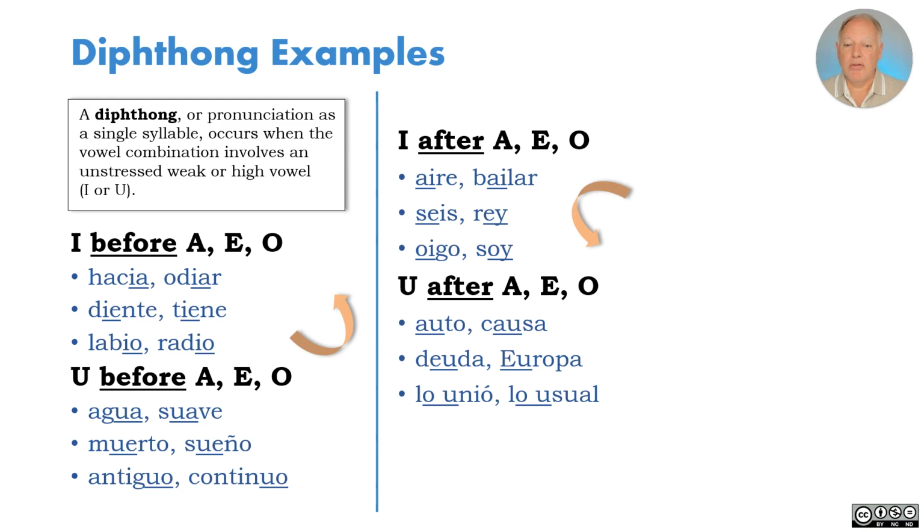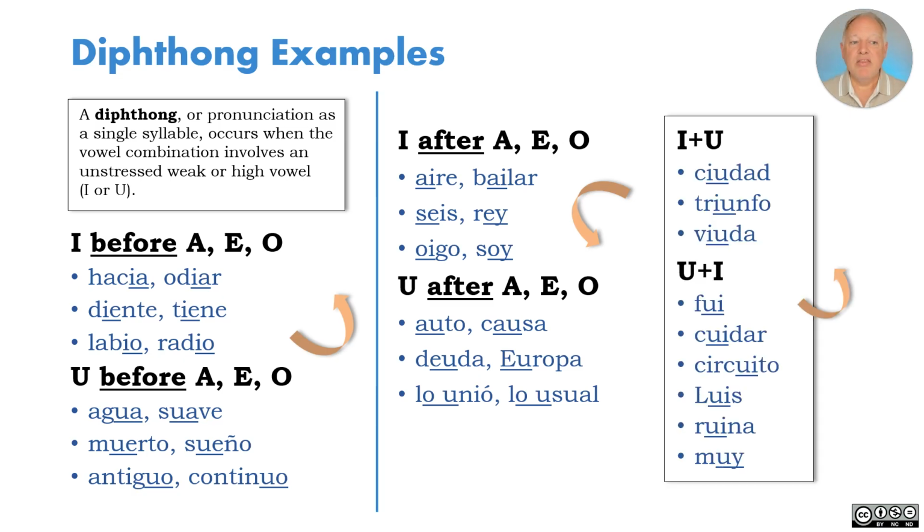Going to our other weak vowel, u after a, e, o, in words like auto, auto, causa, causa. Avoid the schwa. Don't say causa with a schwa, say causa. Deuda, Europa, lo unió. This one is less frequent. U, o, and a falling diphthong. Lo unió. In fact, there's only one word in Spanish that comes from Catalan that has this, but you see it between words. Lo usual, lo usual.